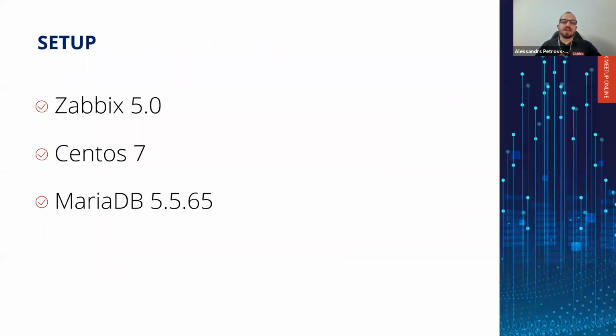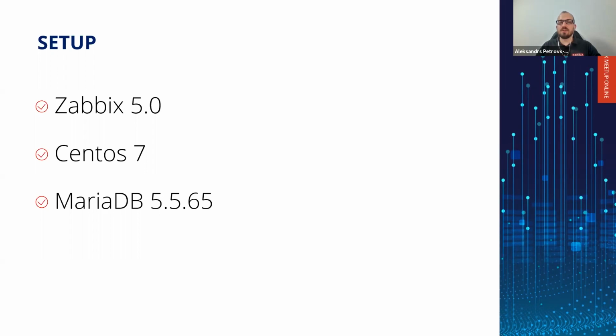What I used as a setup, well, this time it's just a bit different from the last time. So this time I used Zabbix 5.0. At the moment of the tests, it was 5.0.1, if you're interested in that precision. It was CentOS 7. Again, why? Because it's still quite the most encountered version of the CentOS.